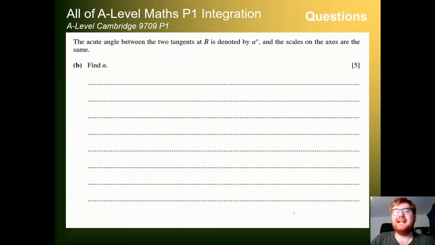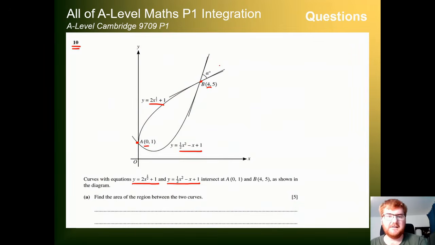Okay, this is where it gets a bit tricky. I'm sure if you had this in your own exams, you looked at this question and went, don't know what's going on here. So the acute angle between the two tangents at B is denoted by alpha degrees, and the scales on the axes are the same. Find alpha. So let's go right back to our diagram over here.